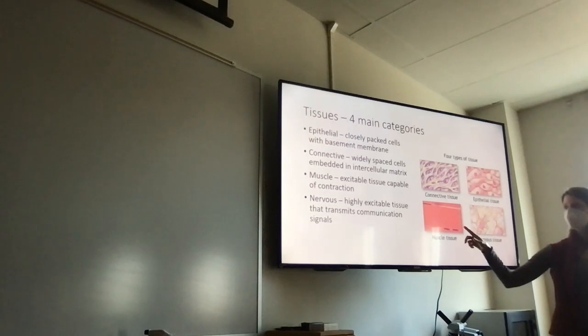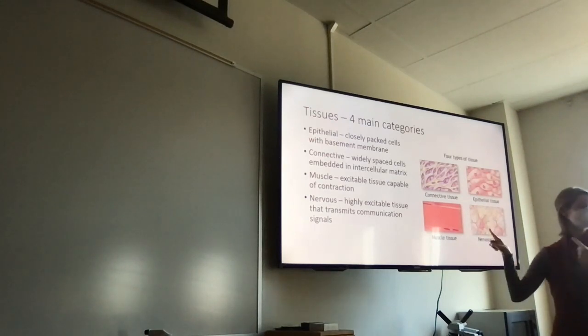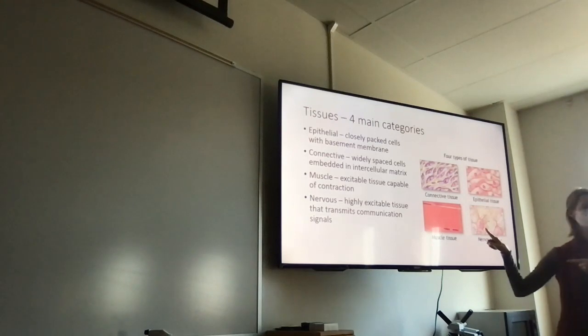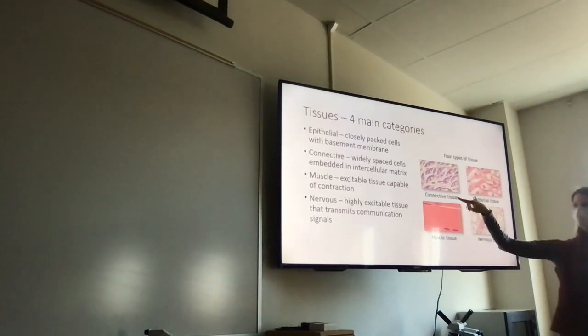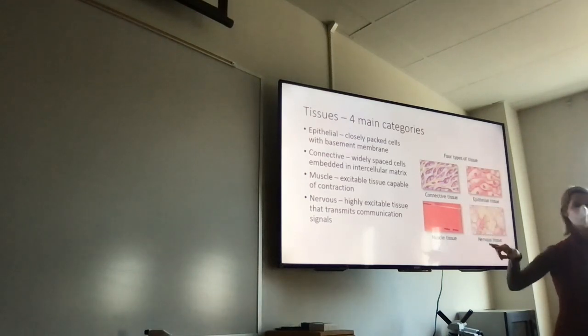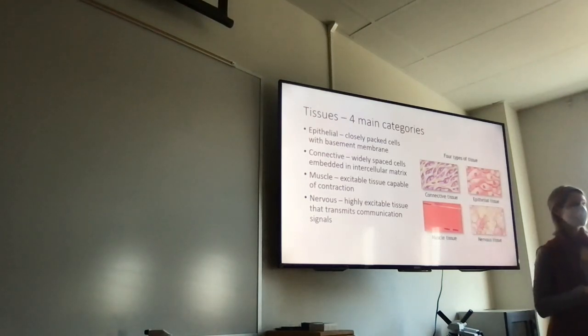Muscle tissue is pretty distinctive. So we'll get to that. Muscle and nervous tissue are kind of the easier ones. Nervous tissue is super easy. There's only one kind, and it always kind of looks like this. Muscle tissue is fairly easy as well. The connective and epithelial tissues are the hard ones. So that's what I'm going to start with. I'm going to start with epithelial.